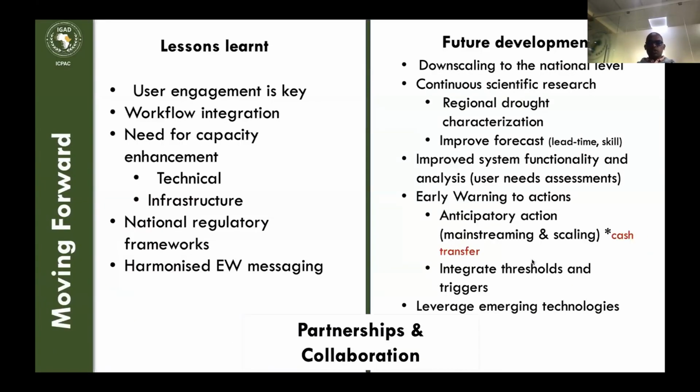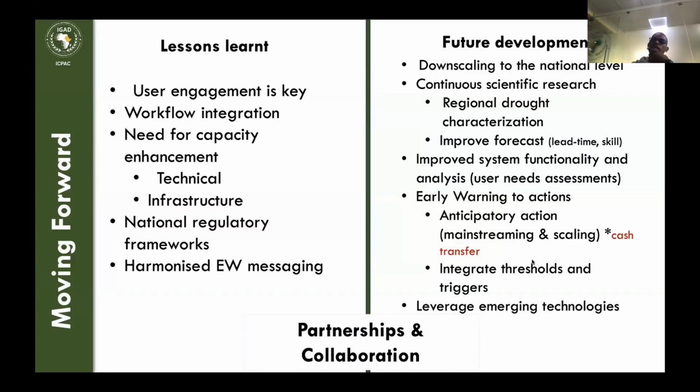Then during this adoption stage, we learned a number of things. As I said, we moved from the Global Drought Observatory to version 1 of East Africa Drought Watch. Now we are on version 2.0 of East Africa Drought Watch, and we are working on version 3 of the same system. And all this improvement involves lessons along the way.